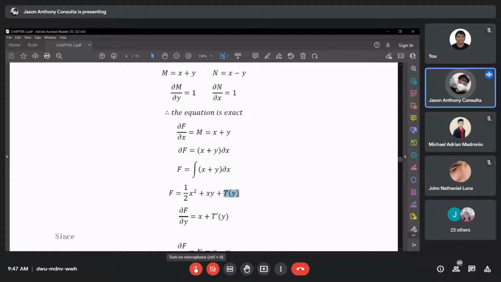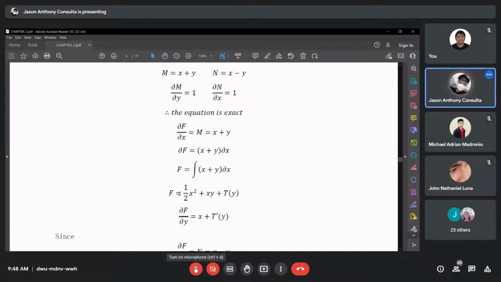Ano tong t sub y? Di ba pag nag-integrate tayo, merong constant. So, that is the constant. So, merong plus c, di ba? Doon. So, dito, since ginawa natin siyang t sub y, since it is a function of y, yun na lang ang gamitin para uniform. Yung variable na lang yun ang gamitin, kasi mamaya, gagamit tayo ng c. So, okay. So, meron na tayong f.